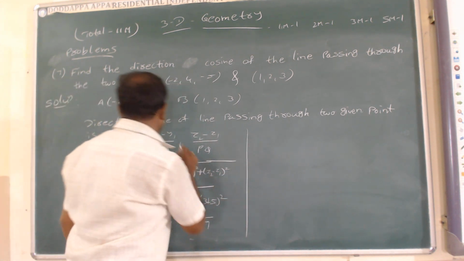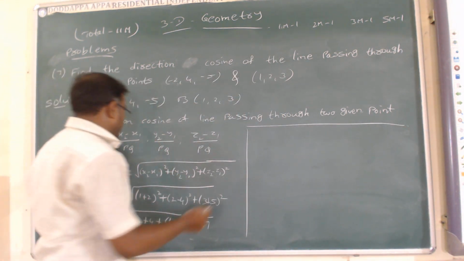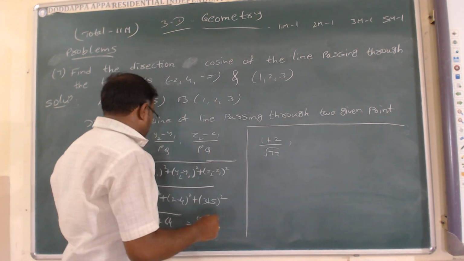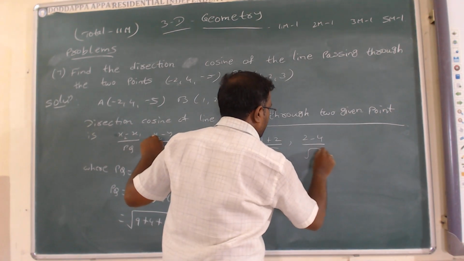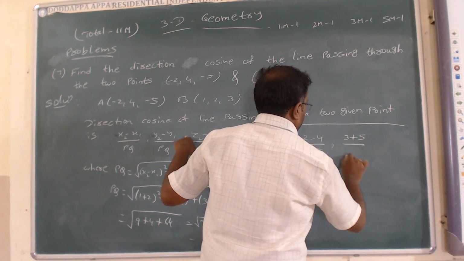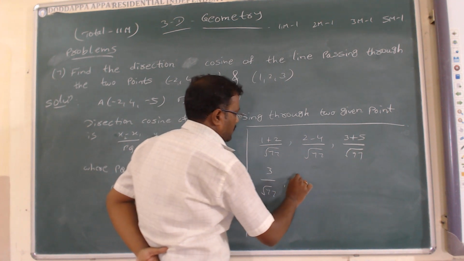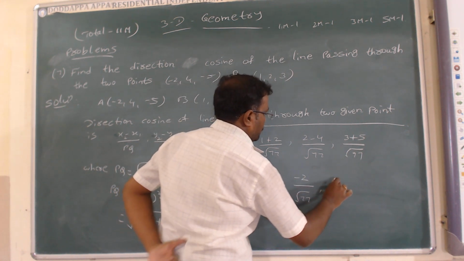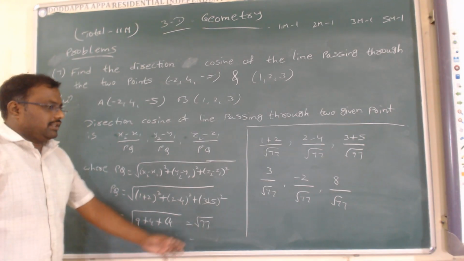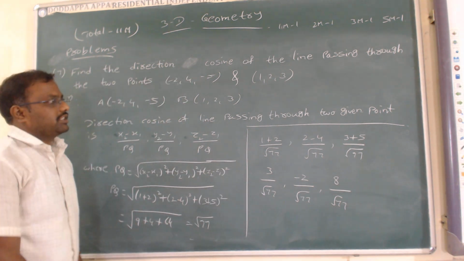Now you can find the direction cosines of the line passing through the two given points. Here x2 minus x1 means 1 plus 2 divided by root 77. Next, 2 minus 4 divided by root 77. Next, 3 plus 5 divided by root 77. If we simplify, we get 3 divided by root 77, minus 2 divided by root 77, 8 divided by root 77. This is the direction cosines when two points are given.